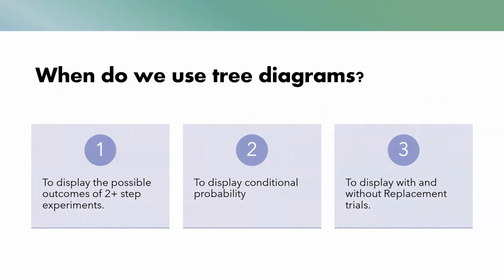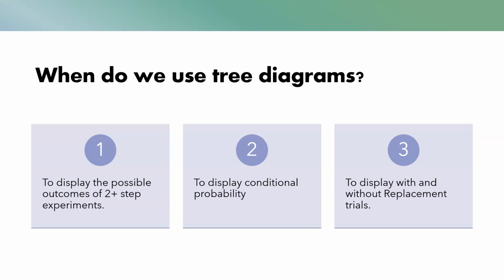So when do we use tree diagrams? Because they sometimes look a bit complicated, but believe you me, a tree diagram helps us to visualize our more complex probability problems. So displaying our 2-step experiments. You remember we talked about conditional probability. For example, what is the probability of getting A if B has already occurred? Well, what a mouthful that is, but you can draw that on a tree diagram and it makes a bit more sense. And we can use them in our with and without replacement trials.